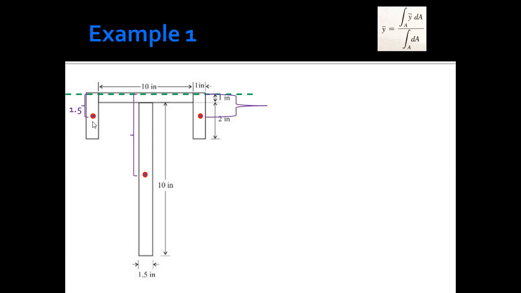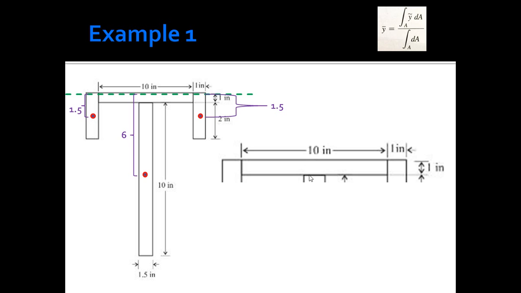So this turns out to be 1.5 inches because the full length is 3 inches. This turns out to be 6 inches because we traveled down 1 inch, and then half of this entire thing is 5 more inches, so 5 plus 1 is 6. This is the exact same as the first body.